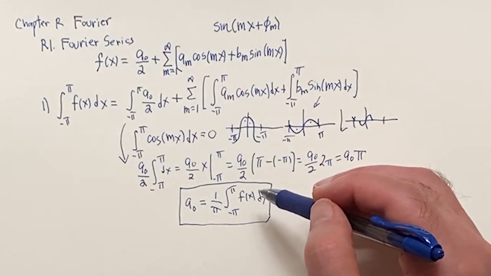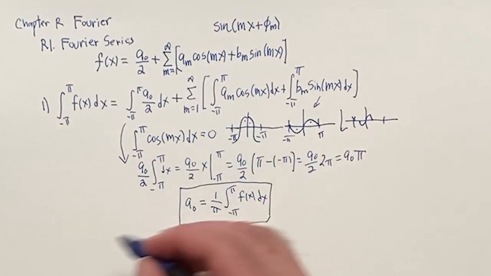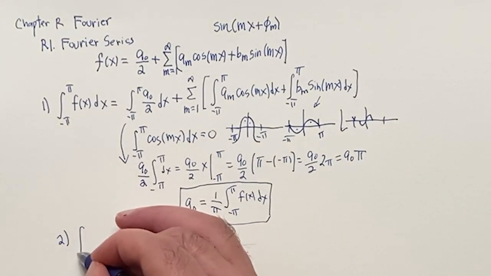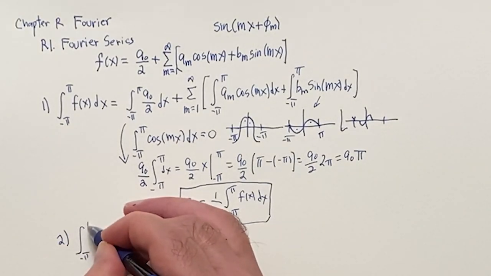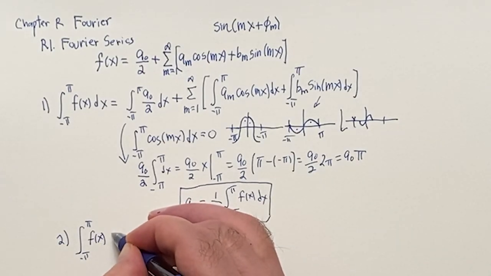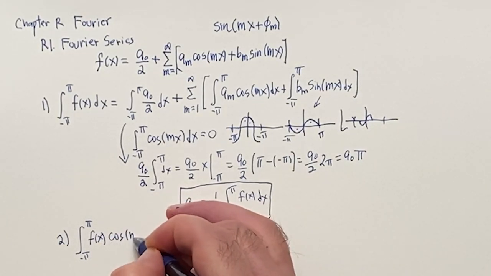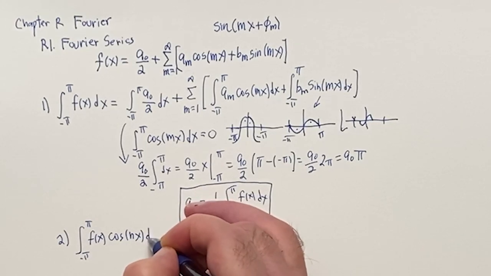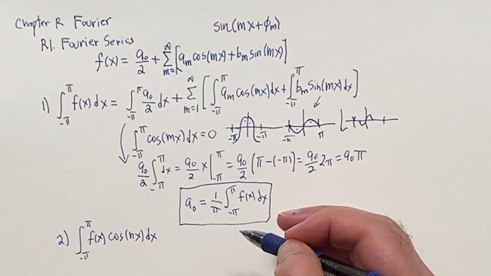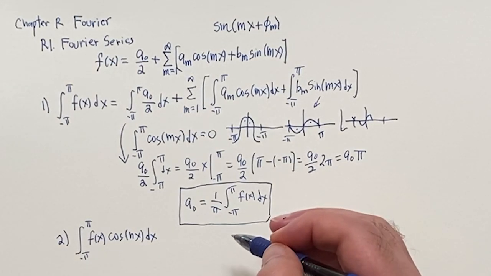Okay, so then the second thing to consider, and this is the secret, is to multiply f of x here with the cosine, say of nx, where n is going to be 1, 2, 3, 4, 5, 6.